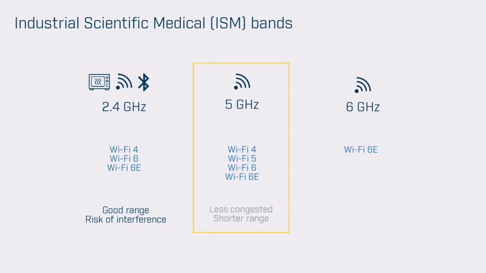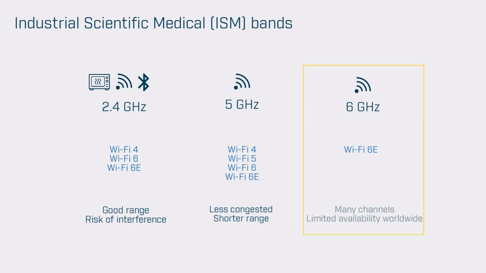The 5 GHz band is less congested than the 2.4 band. Its higher frequency results in reduced range and makes it more prone to interference from walls and other obstructions. The 6 GHz band is the latest addition to Wi-Fi frequency bands. It offers many channels, allowing it to handle more traffic at higher speeds. Although it's not yet available in all countries, its adoption will bring faster and more reliable Wi-Fi.